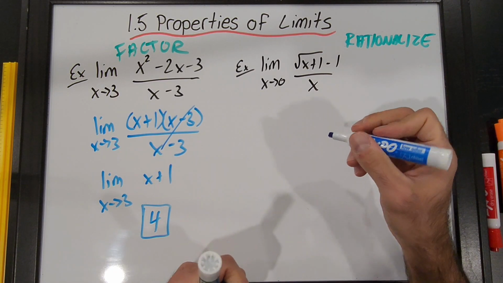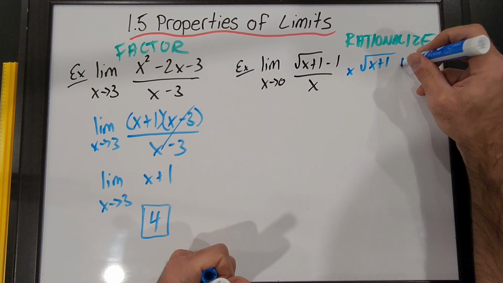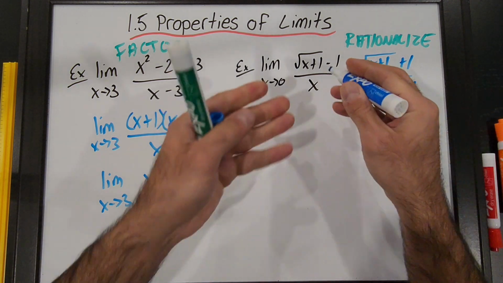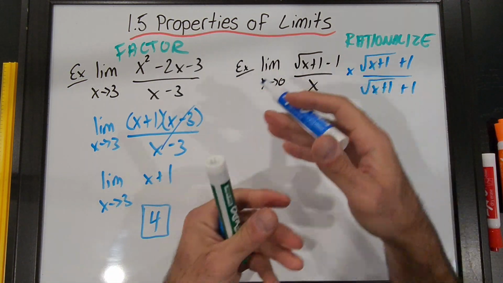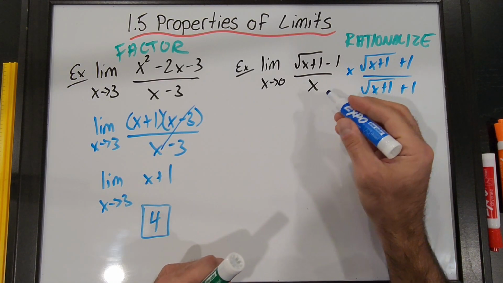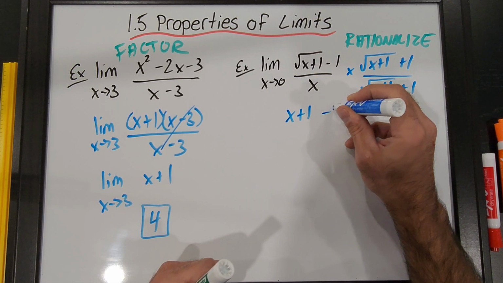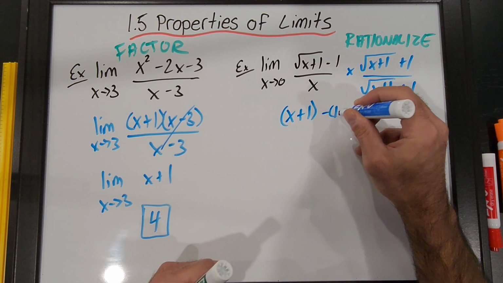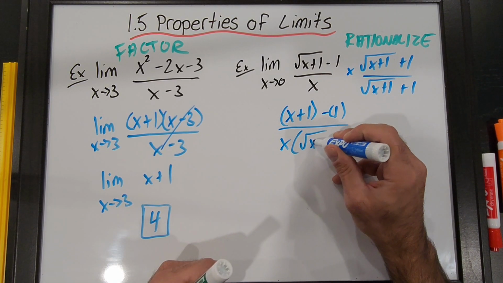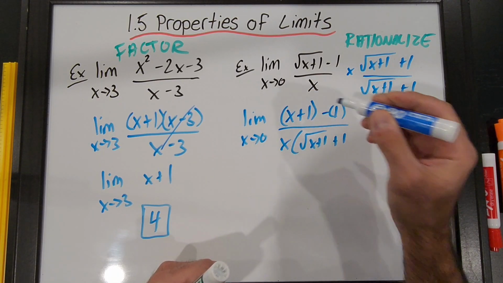Okay. And remember, rationalizing means multiplying by the conjugate: plus 1 over root x plus 1 plus 1. Okay, there's nothing else I can do here. I can't factor this. I can't do anything. So I have to multiply by the conjugate. Now, this gives me squared and squared. So this is x plus 1 minus 1. So take a look at this difference of squares, over x, root x plus 1, and this is the limit as x approaches 0.